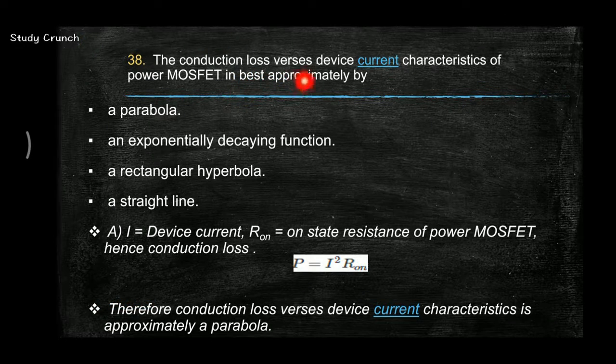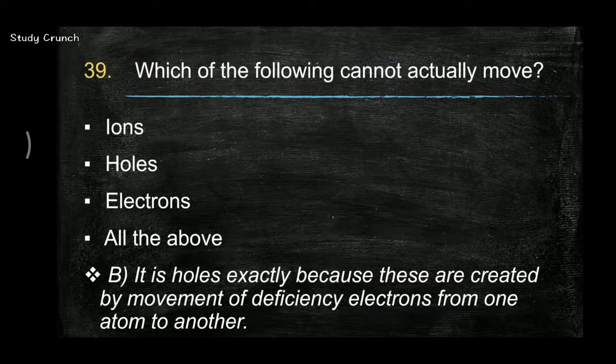Next, the conduction loss versus device current characteristic of a power MOSFET is best approximated by a parabola, answer A. I is the device current, R on is the on-state resistance of the power MOSFET, and hence the conduction loss is equal to I squared R. Therefore the characteristic is approximately a parabola. Next, which of the following cannot actually move? So the answer is holes.